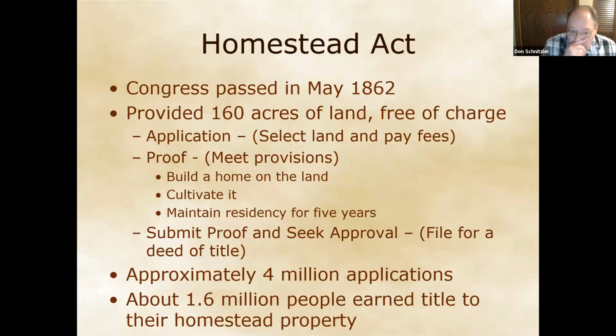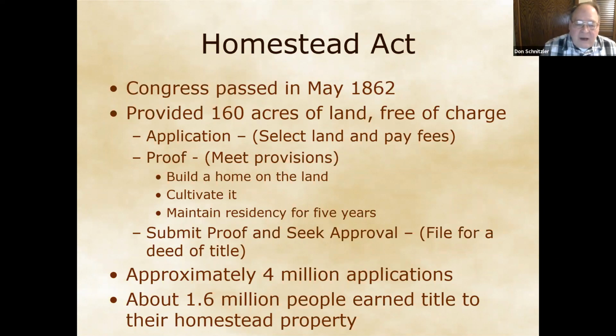So what did the Homestead Act do? Well, the Congress passed the act in May of 1862, and on May 20th, Abraham Lincoln signed it. And though it was signed in 1862, it didn't become effective until January 1st, 1863. And what the act did was it provided 160 acres of land free of charge to citizens of the United States who wanted to claim the land and meet some provisions.